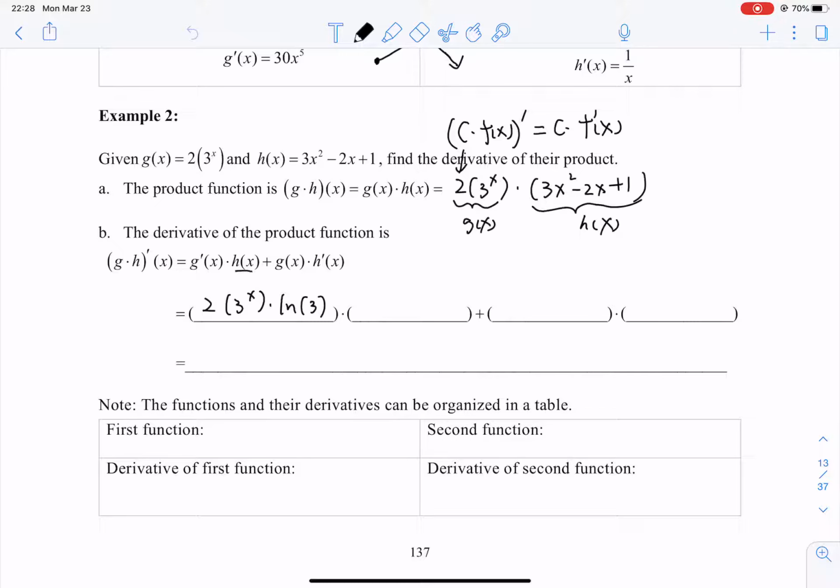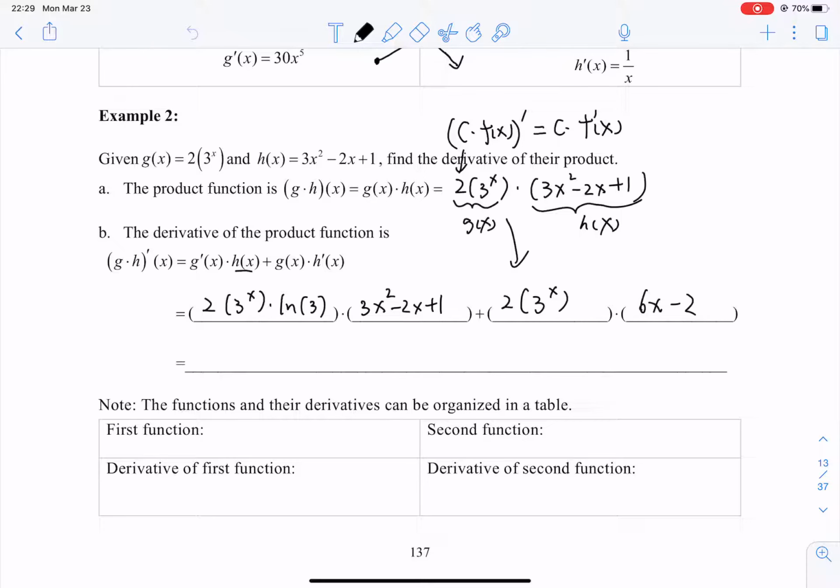Then next term, multiply by h of x, just copy it, 3x squared minus 2x plus 1. Then plus g of x, which is 2 multiplied by 3 to the x power, just copy it. And then next term, h prime of x, so we take the derivative of this one. It is just 6x minus 2.